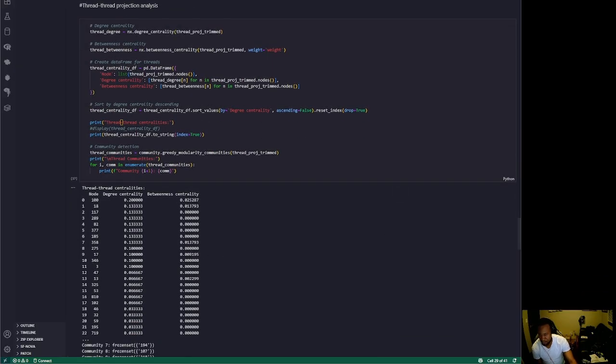Now the thread-to-thread centrality. Threads like 100, 18, 17, 289, 82, 377, and 358 have the highest degree centrality, meaning that they share participants with many other threads. So these are likely the most active or popular discussion topics that attract overlapping users. Betweenness centrality values are low overall, suggesting a limited bridging role between separate discussion clusters.